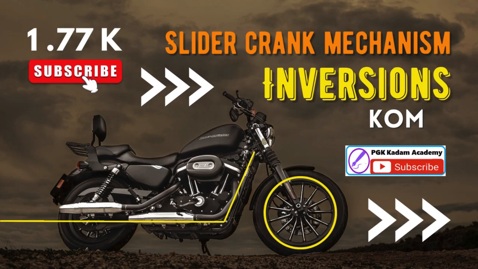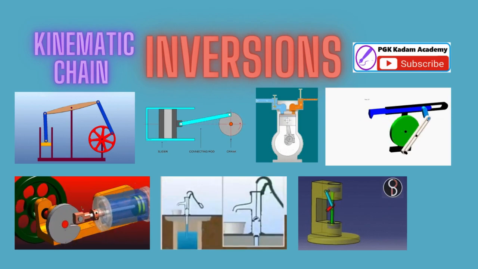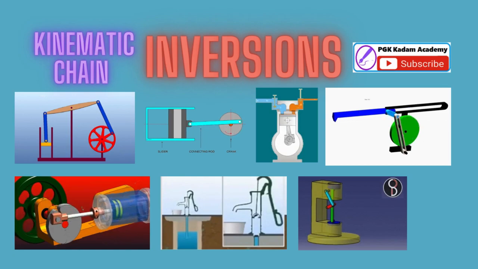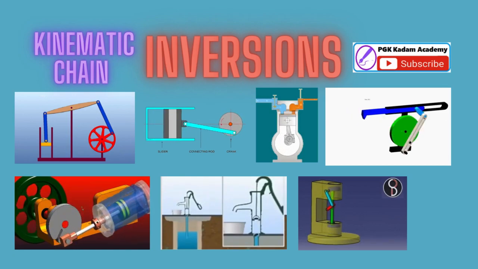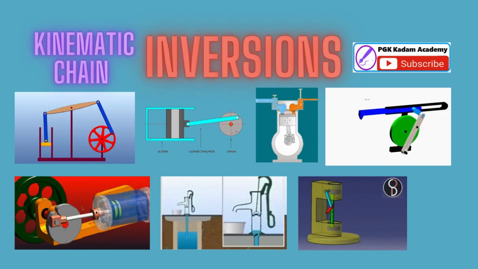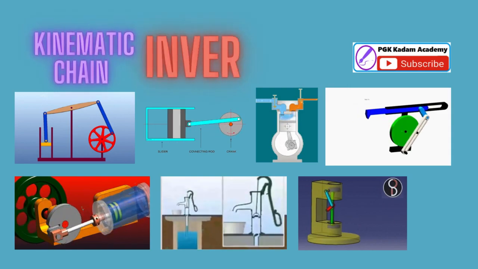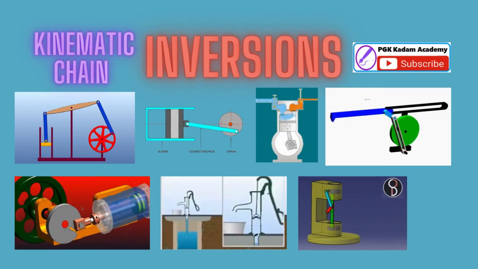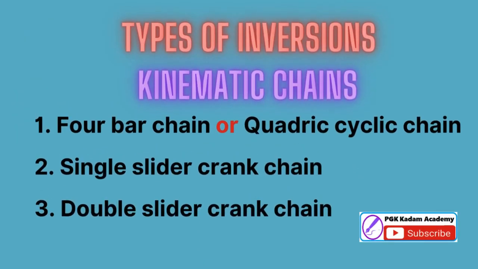Inversion of single slider crank chain. We have already discussed that when one of the links is fixed in a kinematic chain, it is called a mechanism. So we can obtain as many mechanisms as the number of links in a kinematic chain by fixing, in turn, different links in a kinematic chain. This method of obtaining different mechanisms by fixing different links in a kinematic chain is known as inversion of the mechanism.